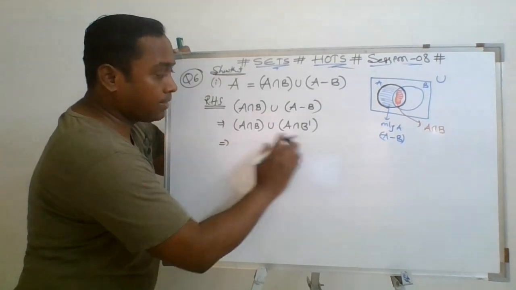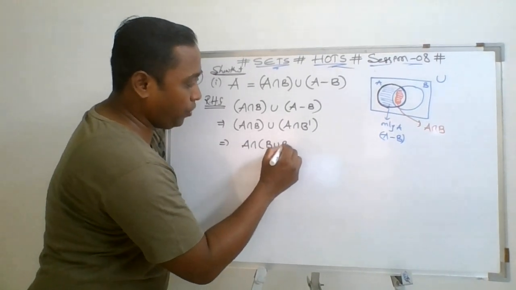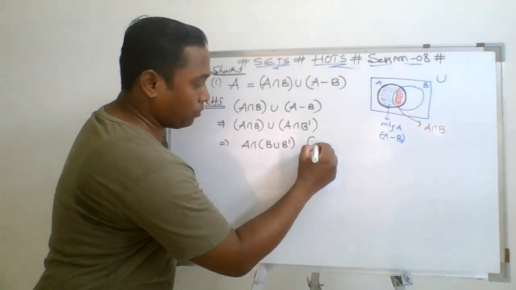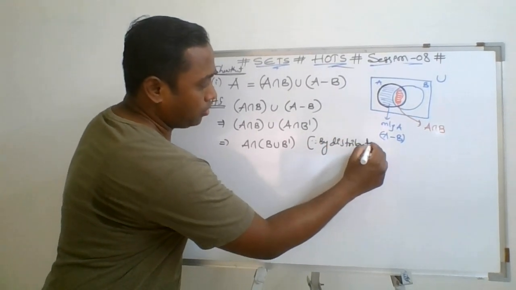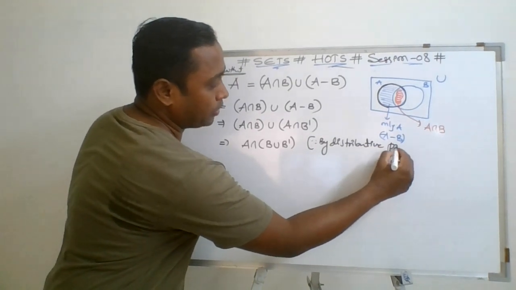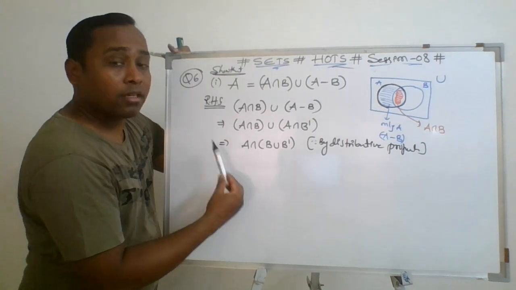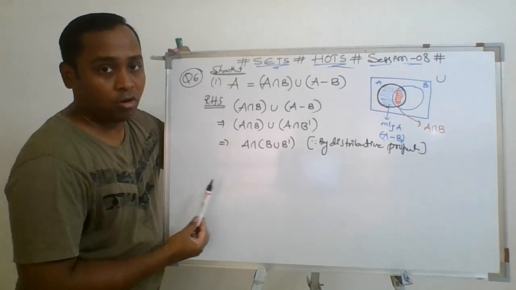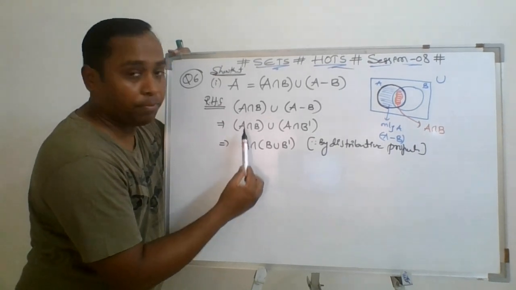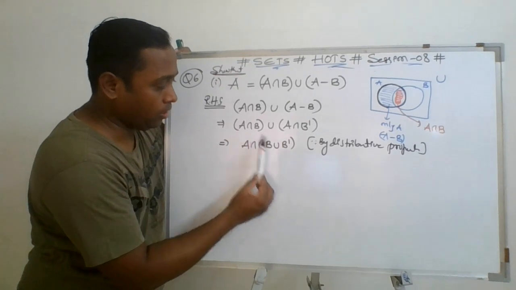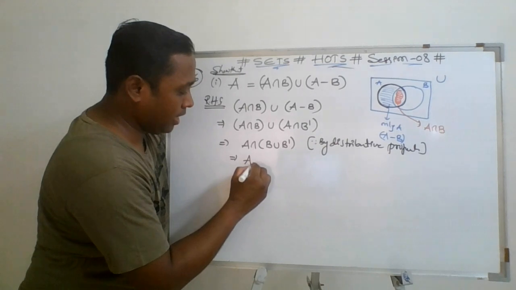Now, this can be reduced again. A intersection of (B union B dash) just by distributive property. What am I using here? Distributive property. You may also cross check whether it is correctly written or not. Just distribute A intersection B, you will get the previous step: A intersection B union A intersection B dash. Nothing else.